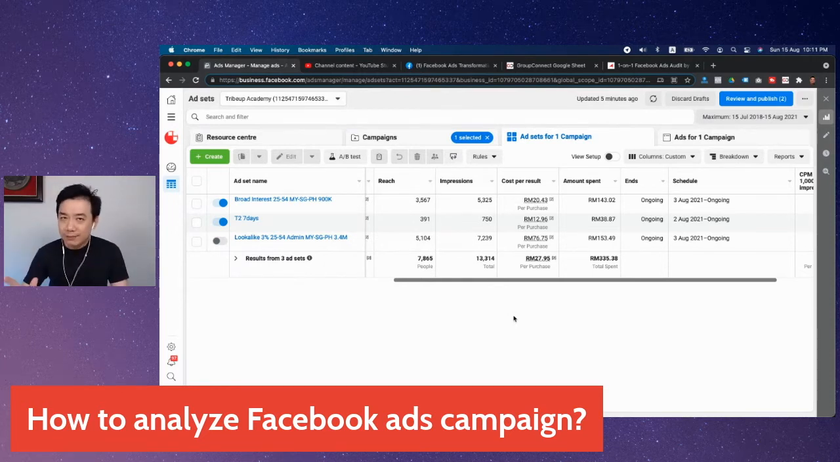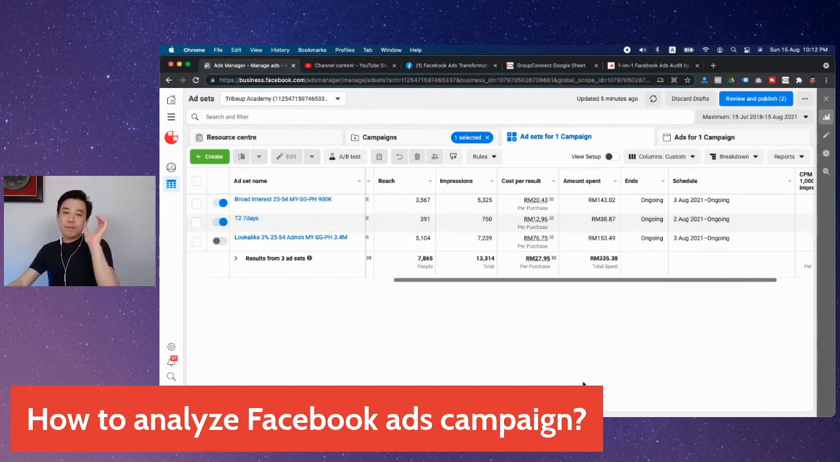Is it because of the ad? Is it because of the audience targeting? Or is it because of the objective that I'm choosing? What did you actually do right or wrong? On the other side, if it's not performing, then of course we also need to find out what we did wrong. That's why I want to give you a very interesting perspective.